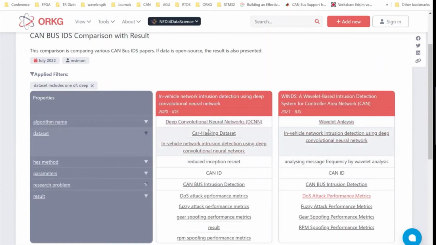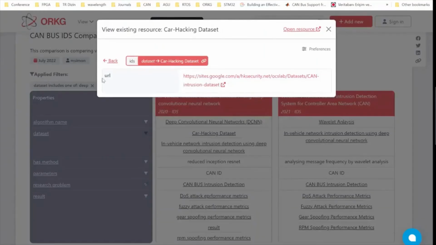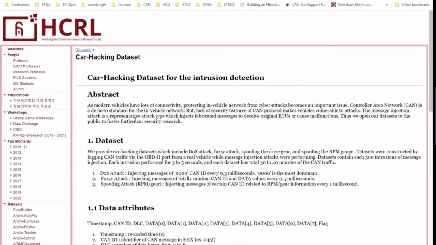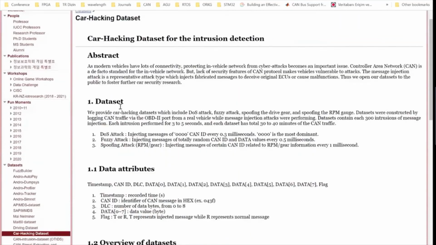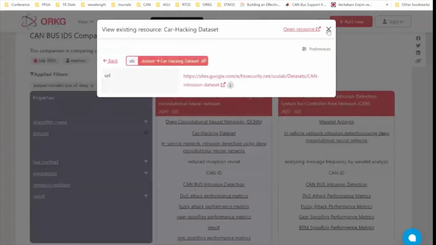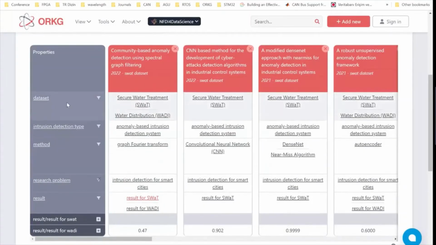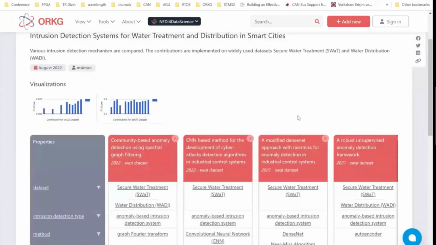If we look at the data, for example, this one has 2 data sets: the car hacking data set, and in-vehicle intrusion detection using deep convolutional neural network, the same reference to the same paper. If we click on this data set, we will have the URL of that data set, and we can easily click to go to the web page and get all the information about the data set. The same template can also be used for other intrusion detection systems.